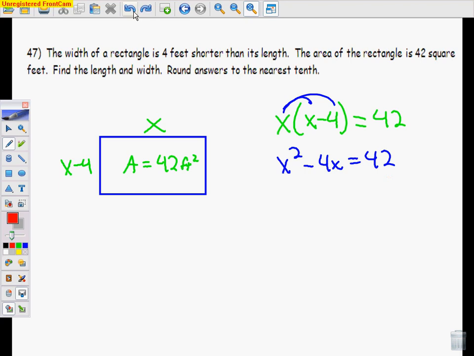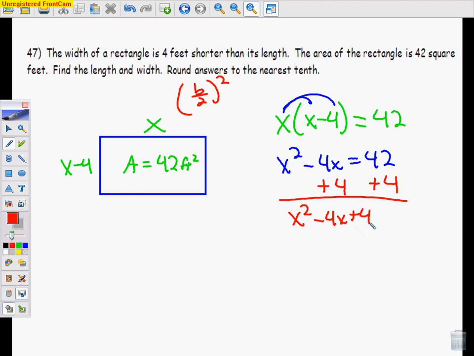So completing the square here, you see that b is negative 4. So when you complete the square, you always find b over 2 squared to add to both sides. So negative 4 divided by 2 is negative 2. Negative 2 squared is positive 4. So I'm going to add 4 to both sides to complete the square. So we have x squared minus 4x plus 4 equals now 46.